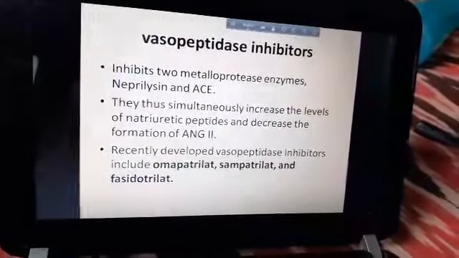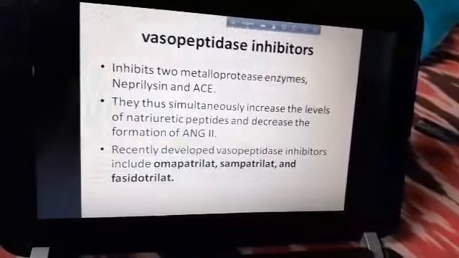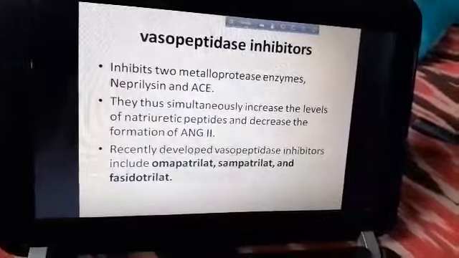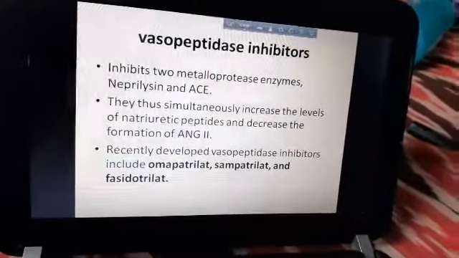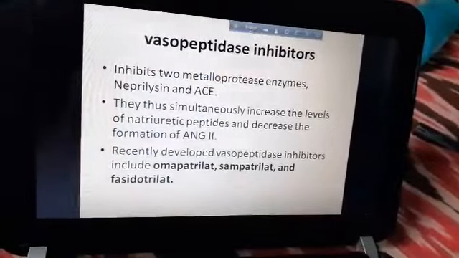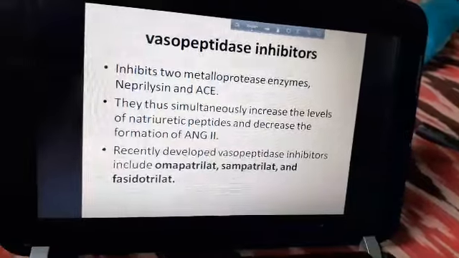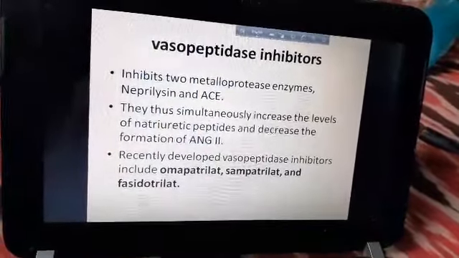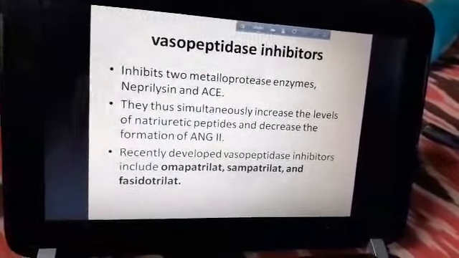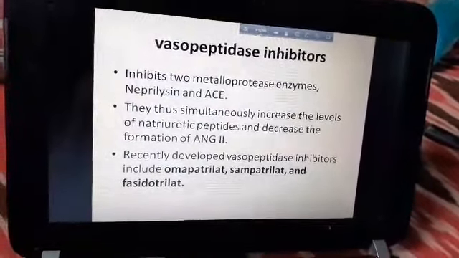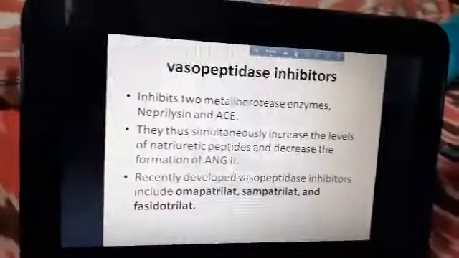Previously, omapatrilat, sampatrilat, and fasidotrilat were inhibitors of both neprilysin as well as ACE, and this has one disadvantage. If these are used, there is significant vasodilation due to both the ANP effect as well as decreased angiotensin 2 effect, as well as increased bradykinin effect because of the ACE inhibition there, and there is significant risk of angioedema. That's why they are not popular.